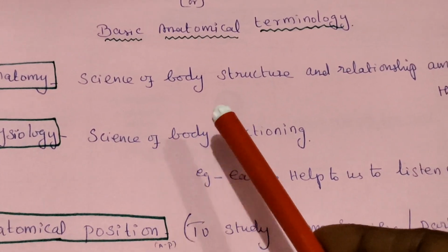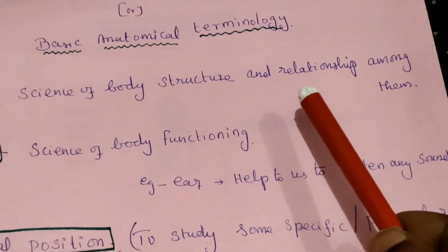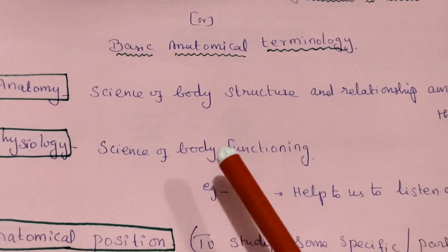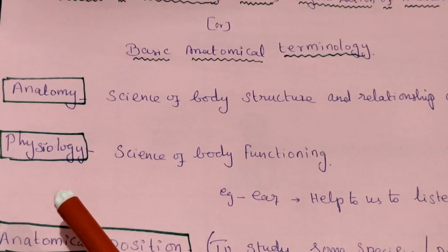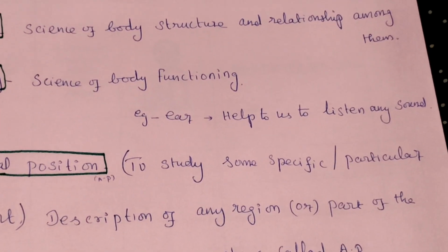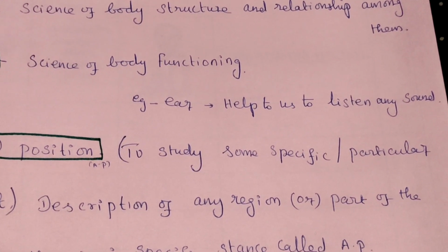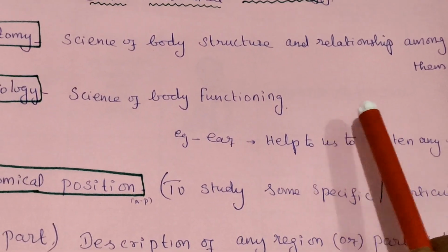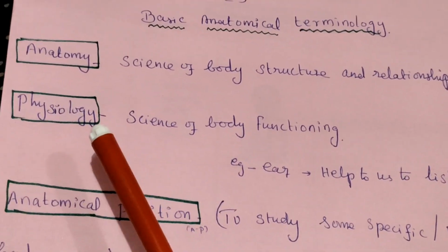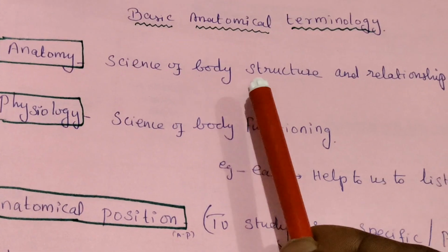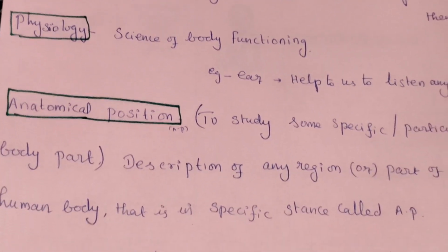The study of body structure and relationships is the field of anatomy, and when we study their function, that is called physiology. For example, ears help us to listen, that is the functioning point of view. Here we study how the structure is presented, that is anatomy.